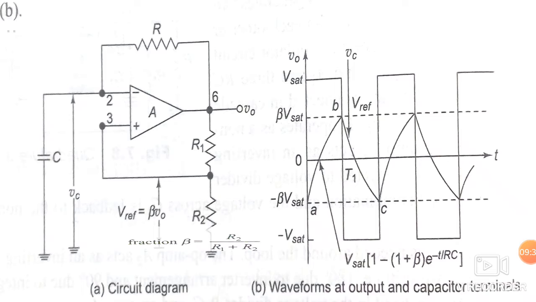So output of operational amplifier becomes plus Vsat. Now again this terminal of a capacitor effectively becomes positive and this terminal becomes negative. Now again capacitor will start charging toward plus Vsat. So it will charge again to plus Vsat.